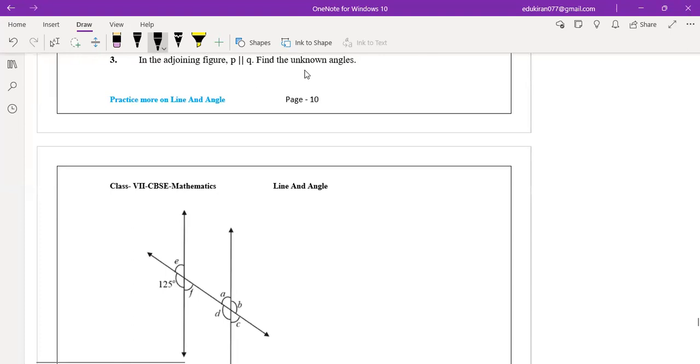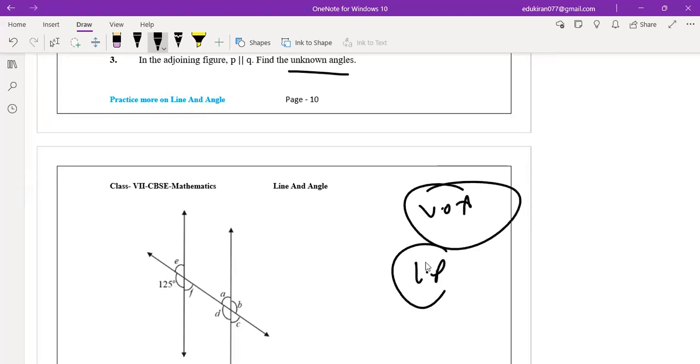You have to find the unknown angles. You already know, use all the methods. You have so many things. Vertically opposite angles, you have linear pairs, right? So many things are there. Use them and find me the answer. Okay, ma'am.